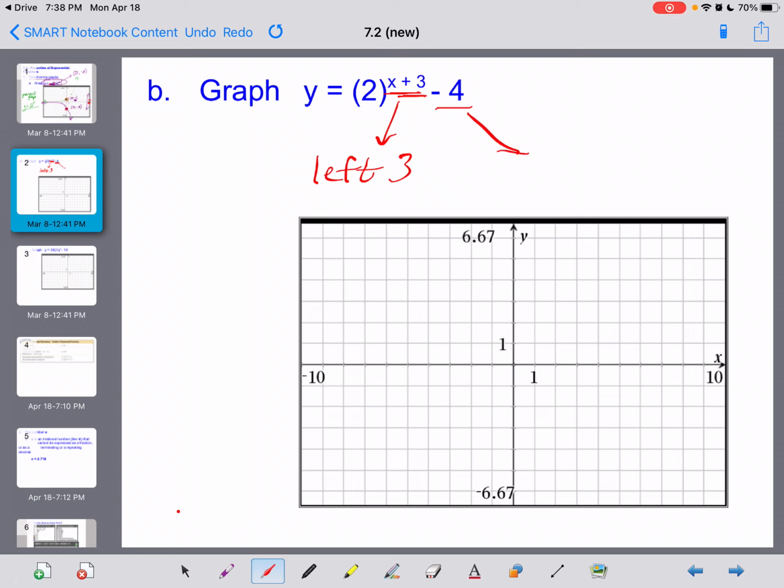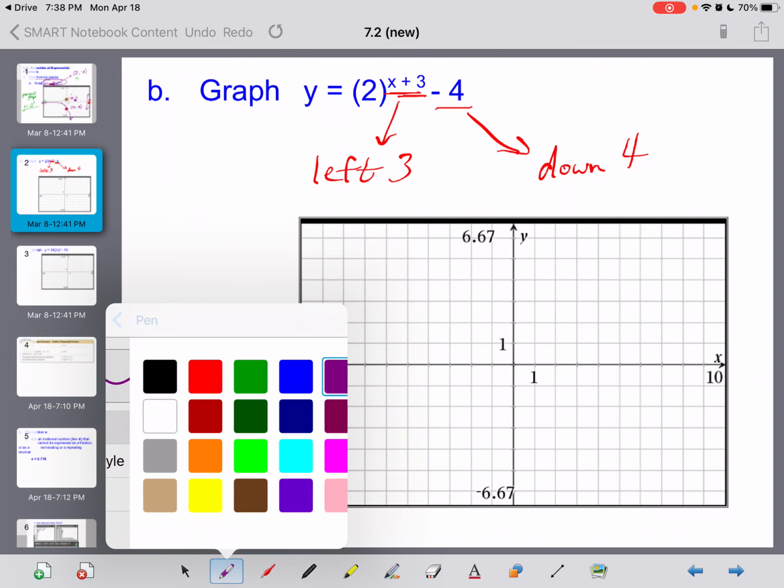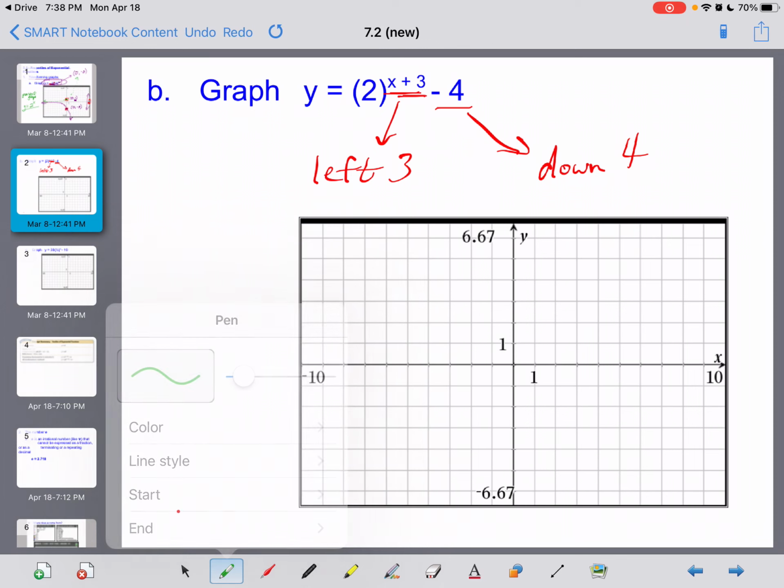The -4, a number added or subtracted at the very end, is a vertical shift. That's going to take you either up or down. And this one is straightforward because that's a -4, that means that this graph is moving down 4 units from its parent graph. So again, none of this is any good to us unless we remember what our parent graph looks like.